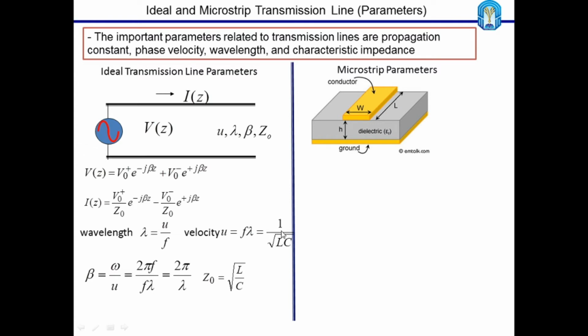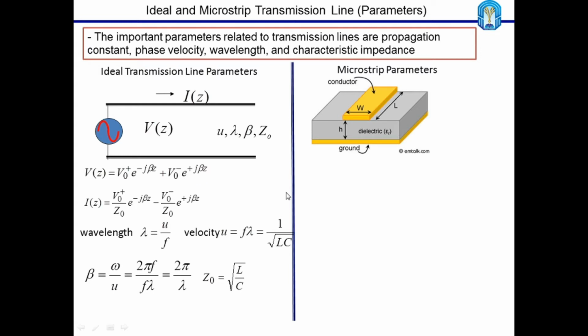And L and C are the lumped element inductance and capacitance of the transmission line. For details, we can look at the previous lectures. The propagation constant is given by omega divided by u, where omega is equal to 2 pi f and u is f lambda, as we can see here. So this f cancels and we get another relation for beta, which is 2 pi over lambda. Z naught is equal to square root of L over C for this ideal transmission line.